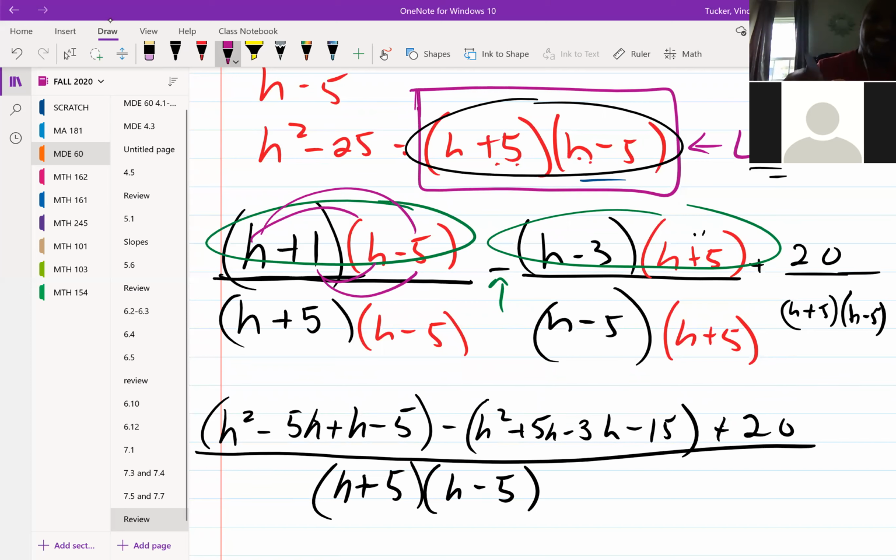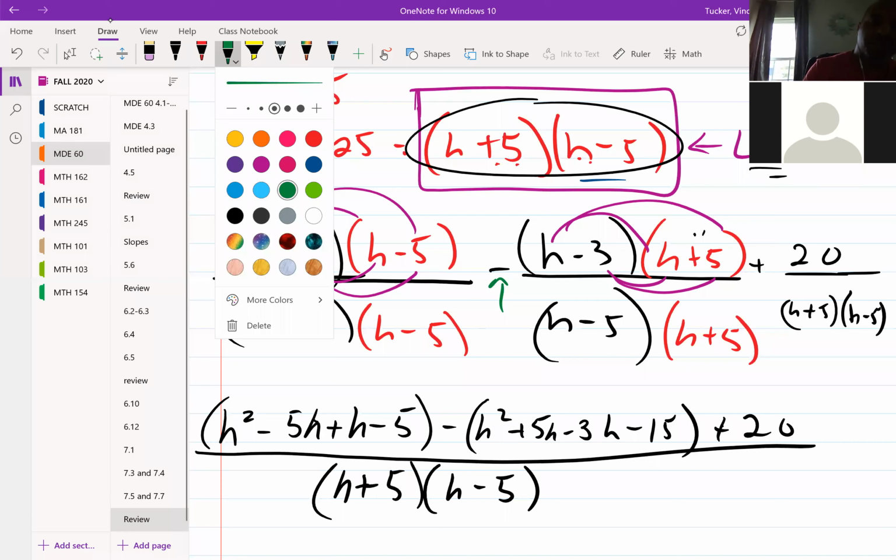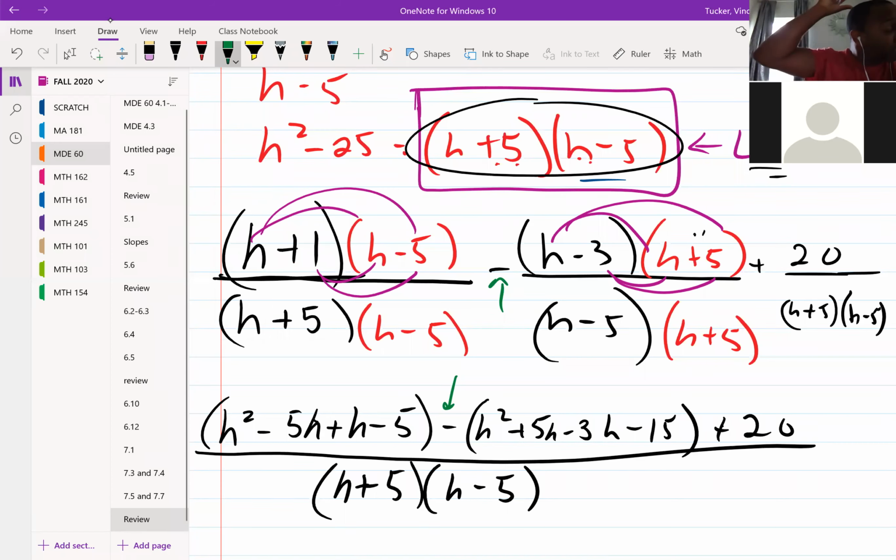So we're doing the same thing. I can go ahead and take these off. So we got h squared, 5h, negative 3h, negative 15, and plus 20. And notice that that minus sign is still sitting here, and that minus sign needs to be distributed into the next parentheses. Well, before I do that, let me go ahead and combine my like terms on the inside of my parentheses.